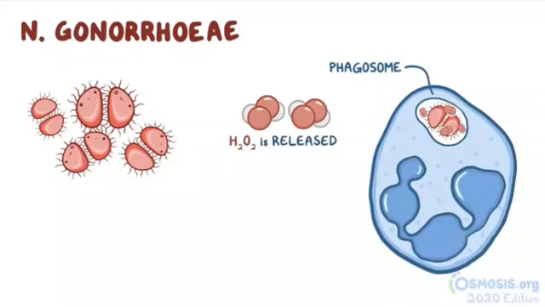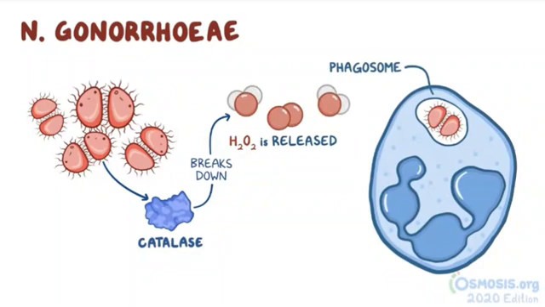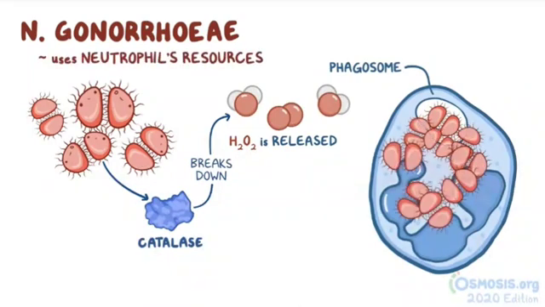Inside the neutrophil, N. gonorrheae is wrapped in a phagosome, a bubble inside which reactive oxygen species, like hydrogen peroxide, are released to kill it. However, N. gonorrheae releases catalase, which breaks down hydrogen peroxide. Unfortunately, this translates as a win for N. gonorrheae, which now takes over the neutrophil and uses its energetic resources to multiply.